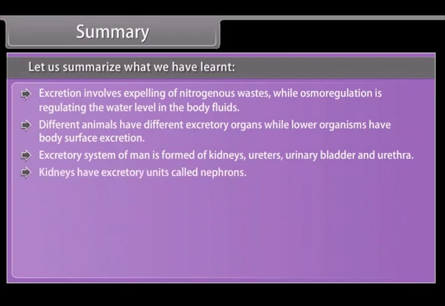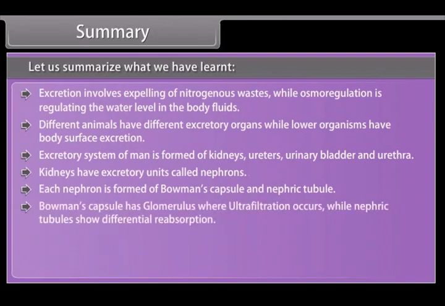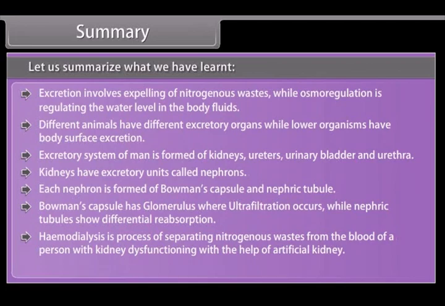Kidneys have excretory units called nephrons. Each nephron is formed of Bowman's capsule and nephric tubule. Bowman's capsule has glomerulus where ultrafiltration occurs while nephric tubules show differential reabsorption. Hemodialysis is a process of separating nitrogenous wastes from the blood of a person with kidney dysfunctioning with the help of artificial kidney. In plants, oxygen and excess water is released through stomata.